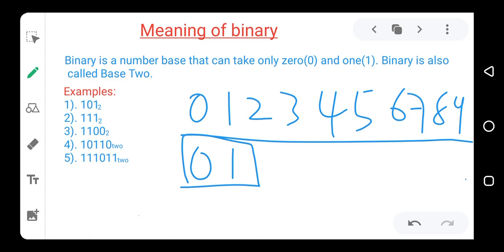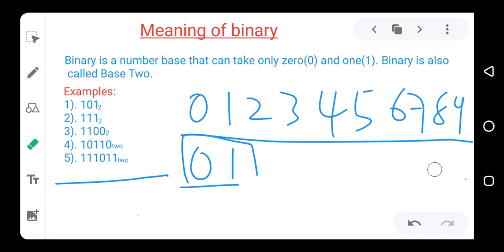Examples of binary are these ones listed here. 101 is a binary, 111 is a binary, 110 is a binary, 1010 is a binary, 111011 is a binary also. To write a binary, we write the figures, that is 1s and 0s, and then we put the base, that is 2, under it.